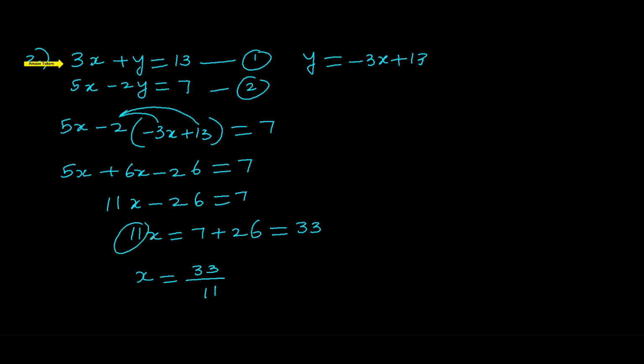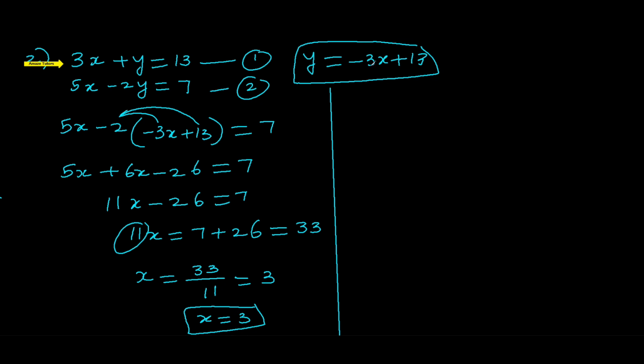To get rid of the 11, it's already multiplication, so we need to do the inverse, which is division. x is equal to 3. Substitute this in any one of the equations and get the value of y. As we have already written the subject y, substitute in the same equation, it doesn't matter.